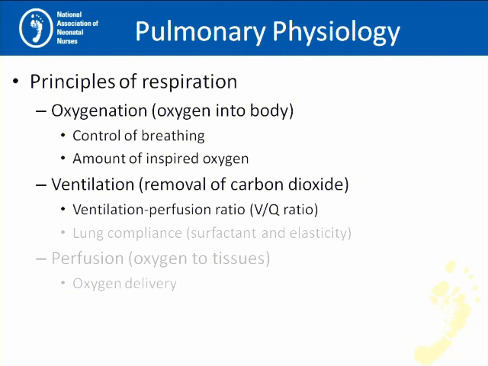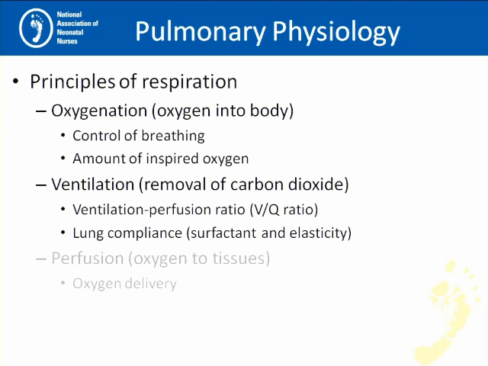A decrease in the VQ ratio indicates decreased ventilation compared to perfusion, as found in atelectasis, respiratory distress syndrome, pneumothorax, and pneumonia from aspiration. An increase in the VQ ratio indicates decreased perfusion compared to ventilation, as in pulmonary emboli, pulmonary stenosis, and tricuspid atresia.